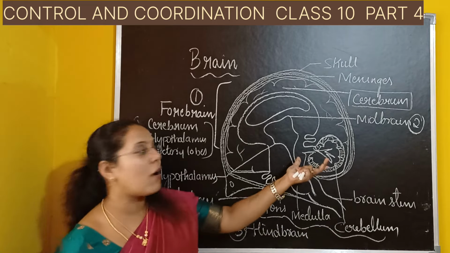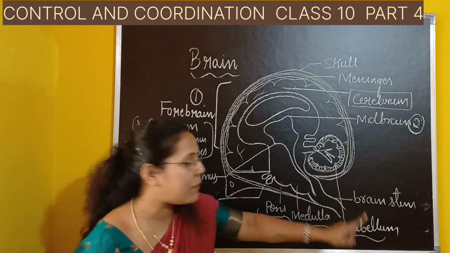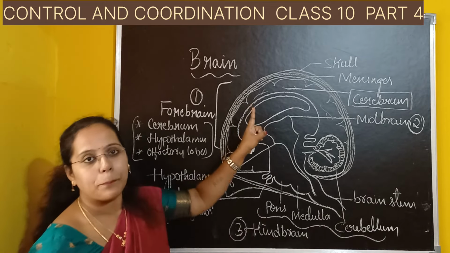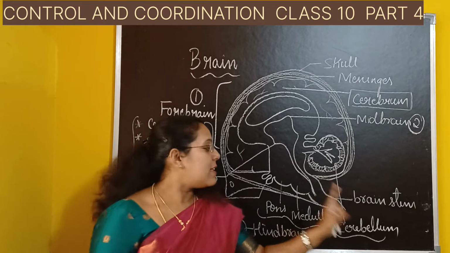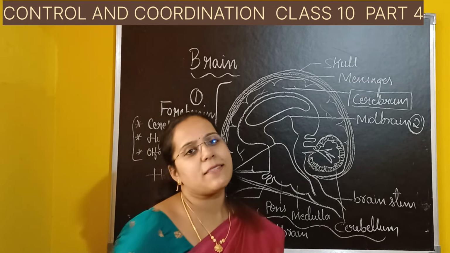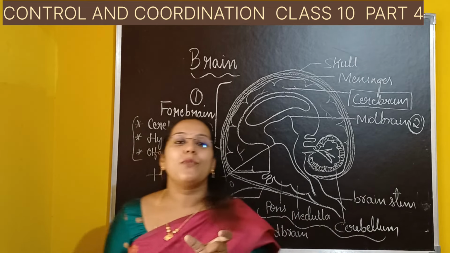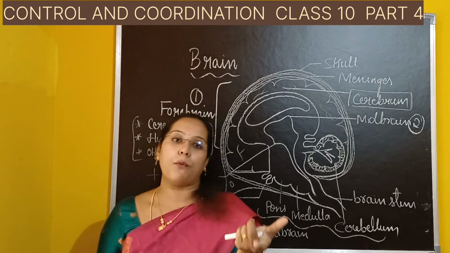It's like a ball-like structure in your brain. Don't confuse between cerebellum and cerebrum. Cerebrum is the seat of intelligence. It is present in the forebrain. Cerebellum is present in the hindbrain. What is its importance? Please note, the cerebellum maintains your body balance and also posture.